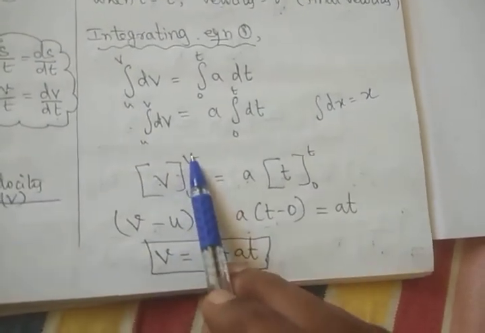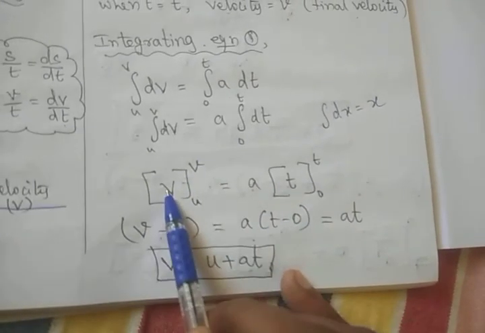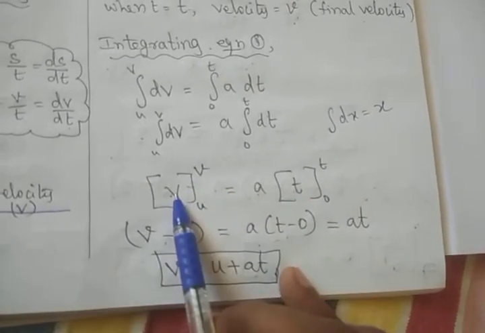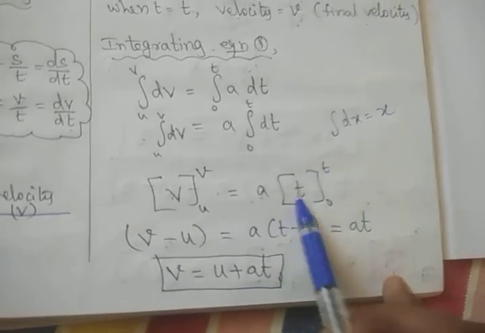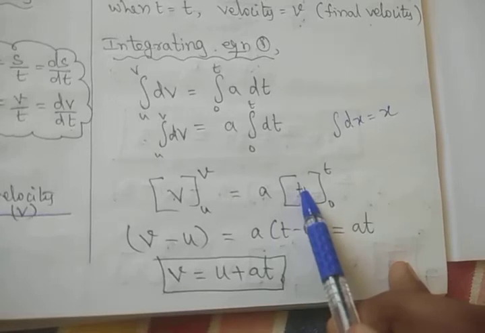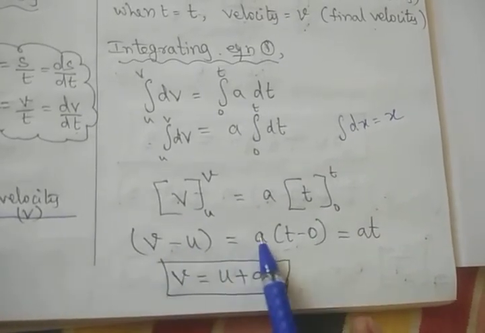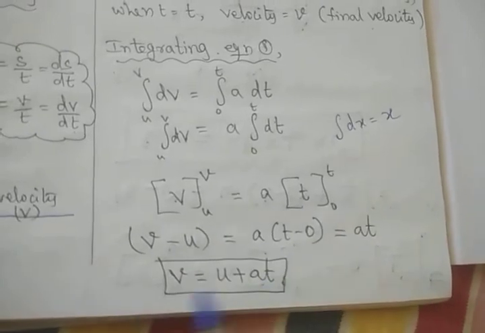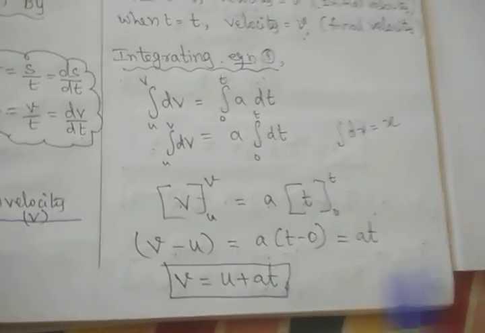As usual, upper limit minus lower limit. For v, you substitute v minus, for v you substitute u. So v minus u. A into, for t you substitute t minus, for t you substitute the lower limit 0. So t minus 0. So v minus u is equal to a into t, at. Bring this u to this side. V is equal to u plus at. Very simple derivation for the first equation: V is equal to u plus at.